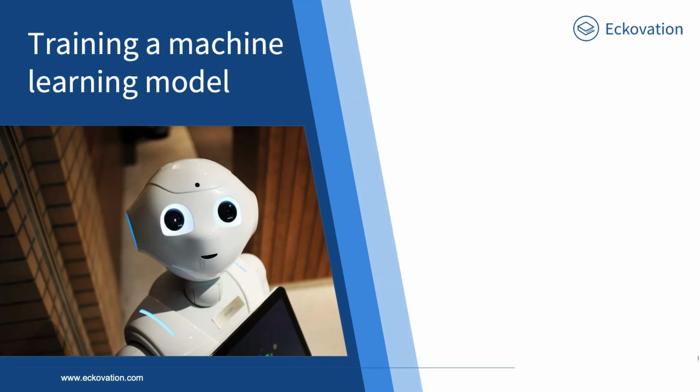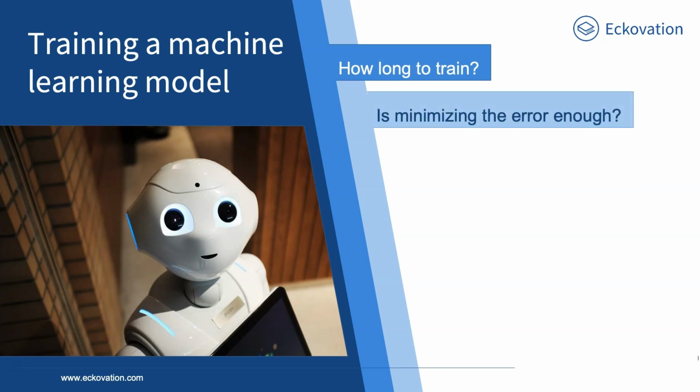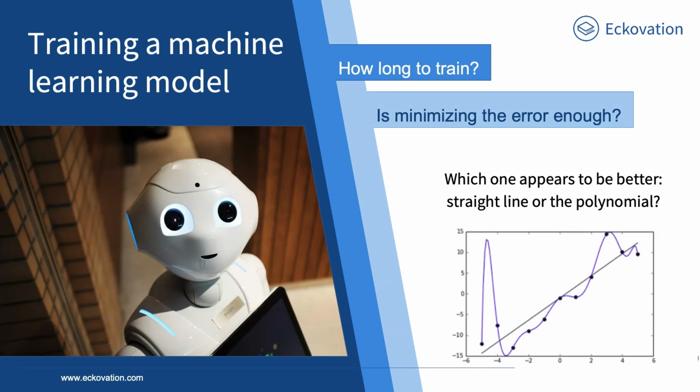Of course, the first thought is to train for as long as possible. This may not be the correct way for a number of reasons. Why? Let us look at an example. In the given plot, which hypothesis seems to perform better, the straight line or the polynomial?